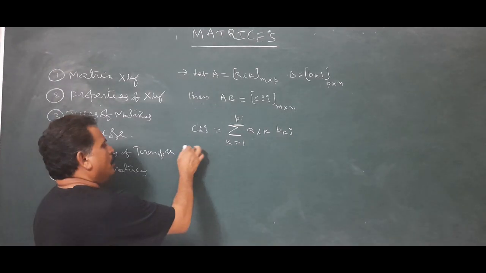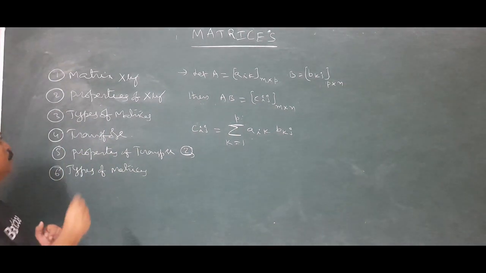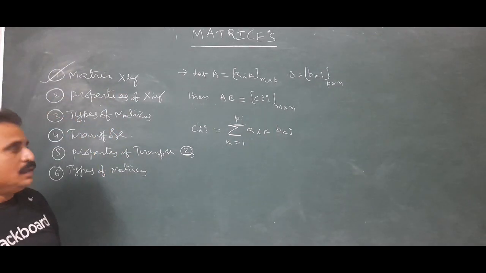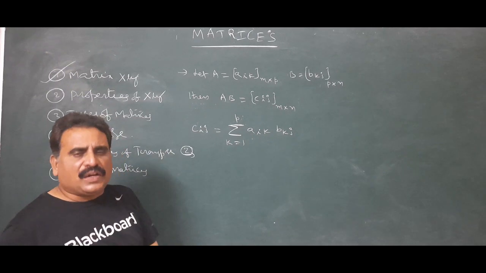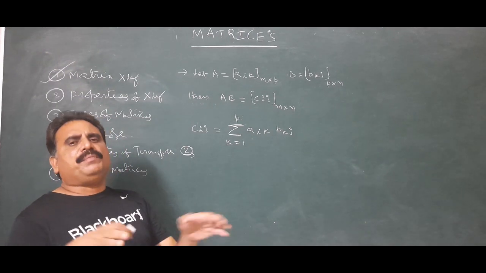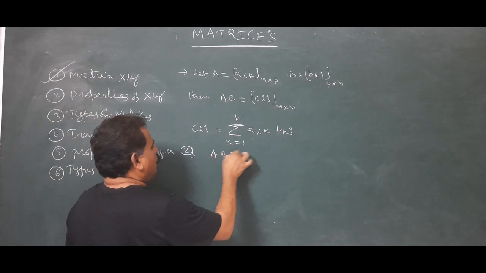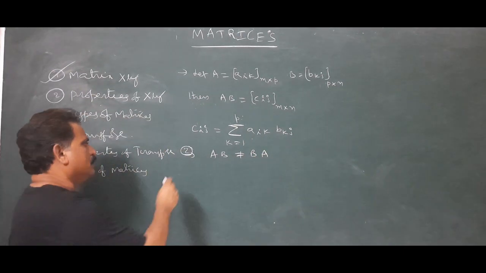Now we are going to the properties of multiplication. First one: AB is defined, BA need not be defined. Even if AB and BA are both defined, they need not be equal. That means AB is not equal to BA, so the product of the matrices is not commutative.